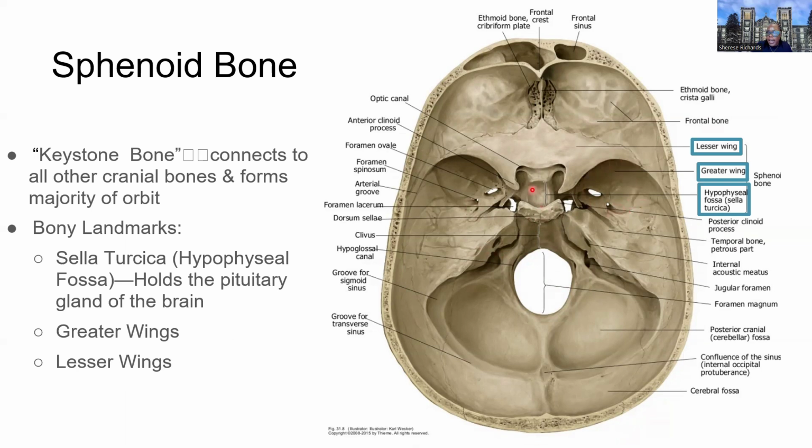Some of the landmarks that we have here: the sella turcica or the hypophyseal fossa. This is the groove that is created. It's a depression in the top of the sphenoid bone for the pituitary gland, one of the endocrine glands that is descending or dangling down from the hypothalamus of the brain, all right? So that is the groove called the sella turcica, which literally means Turkish seat, and that is for the pituitary gland.